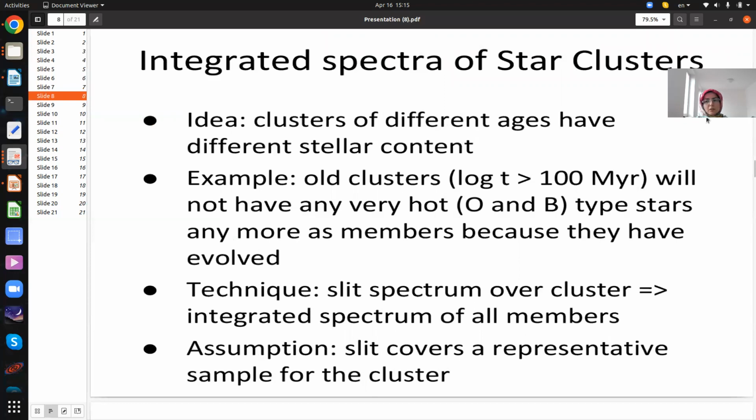Integrated spectra of star clusters. The idea is that clusters of different ages have different stellar contents. An example is old clusters, whose age is more than 100 million years, will not have any very hot O or B type stars as members because they have evolved. The technique is a slit spectrum over the cluster, then an integrated spectrum of all members. The assumption is that the slit covers a representative sample of the cluster.